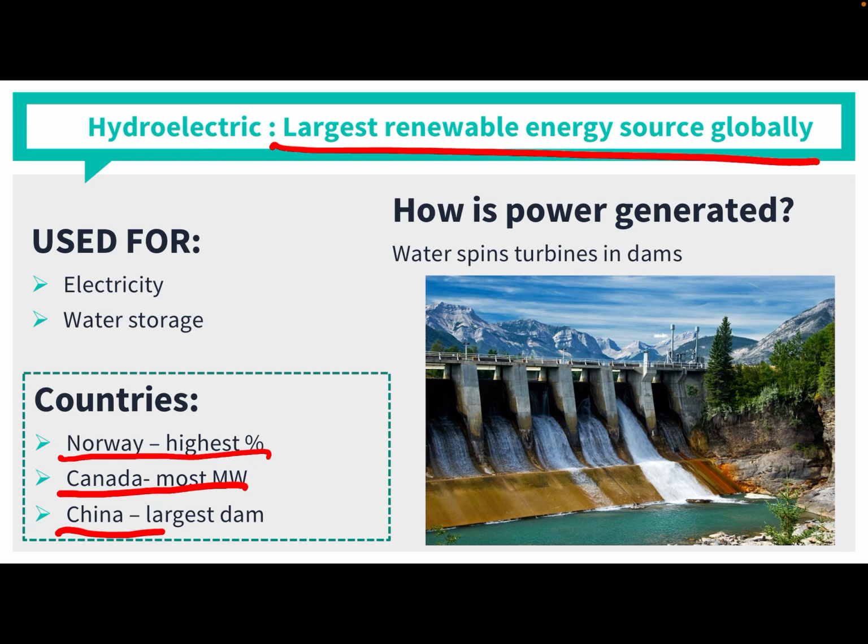You're going to need to know about China with the largest dam. It's called the Three Gorges Dam, and that's the largest in the world. So make sure you write that down, and remember, when you see Three Gorges Dam, that comes from China. How power is generated, this is just water spinning the turbines in the dams. So remember, it's not just one turbine, they're all here.